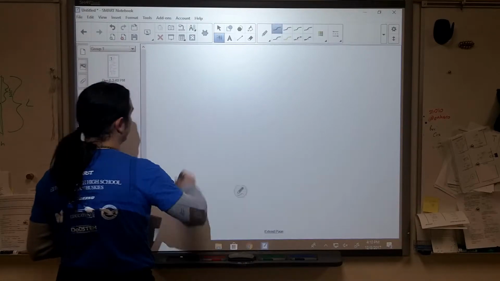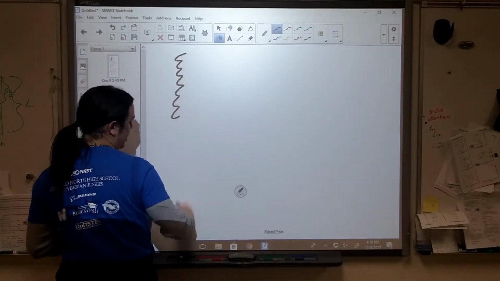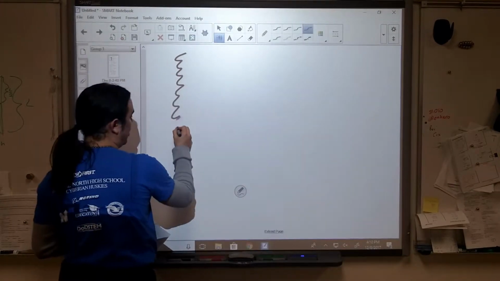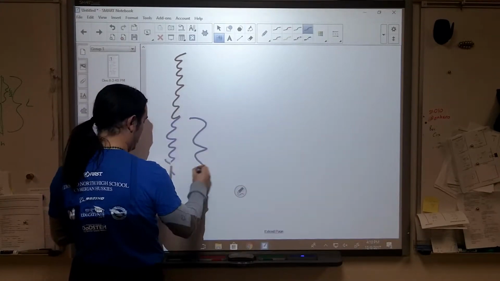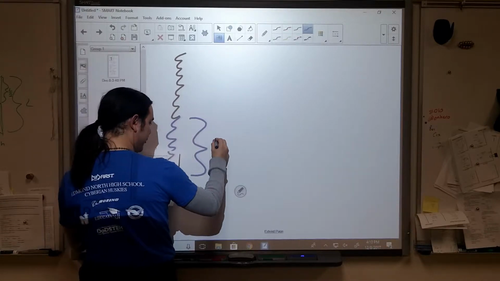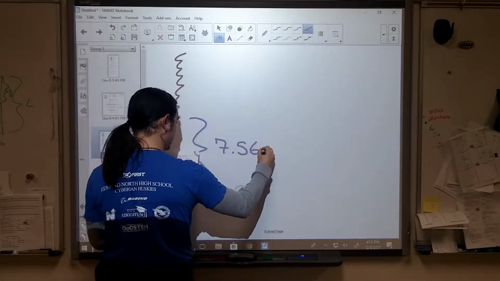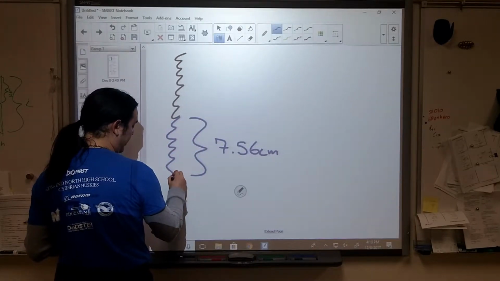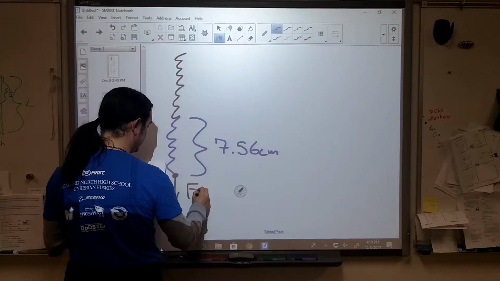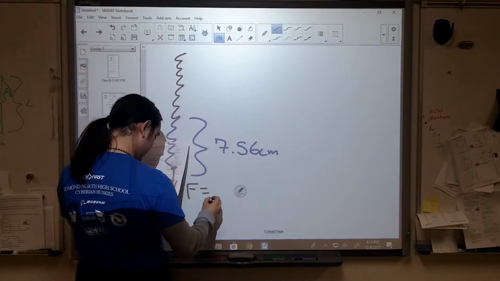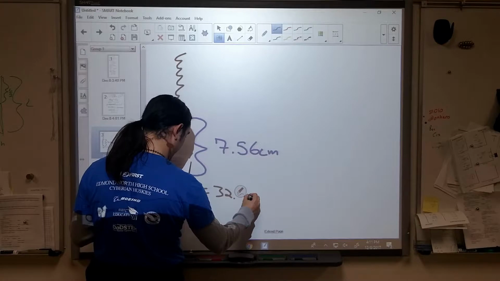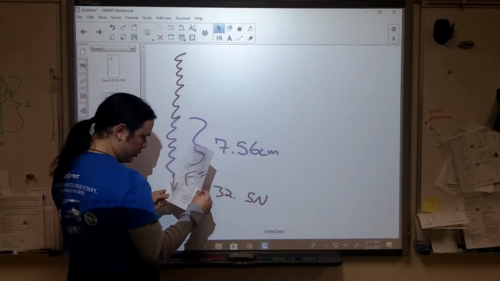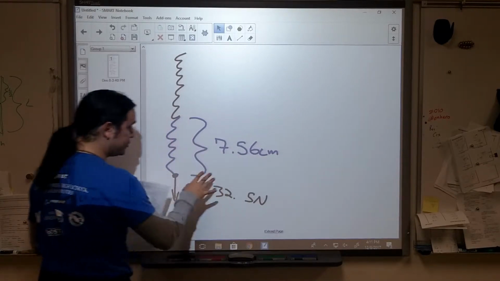Now, basically what this is saying is we have a spring, and I start pulling on this thing, and I drag it down by a displacement of 7.56 centimeters. And in doing so, I have to pull on it with a force equal to 32.5 newtons. I apologize, I need to figure out if I can actually move where that thing is. New software.